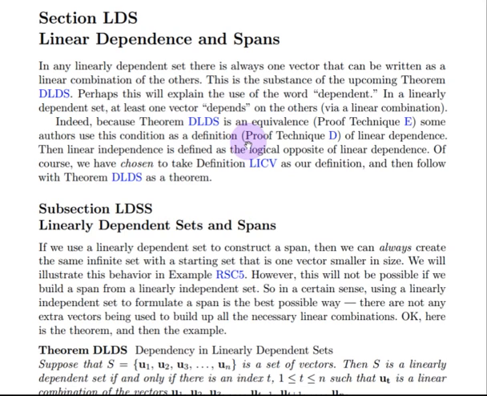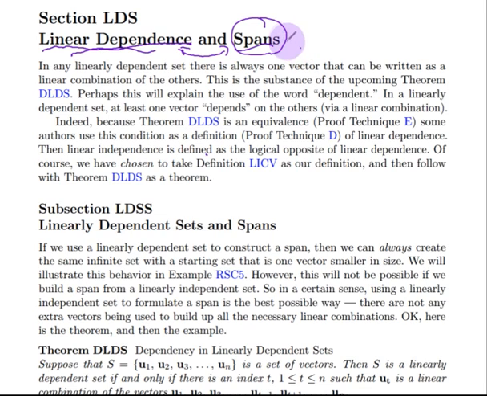Okay, in this section we're going to talk about some interactions between the concept of linear dependence and spans. Now, you know the idea of span means you take a set of vectors and form all linear combinations of those vectors, and that set is called the span of those set of vectors. Linear dependence means that there's some linear combination of a set of vectors which gives you the zero vector.